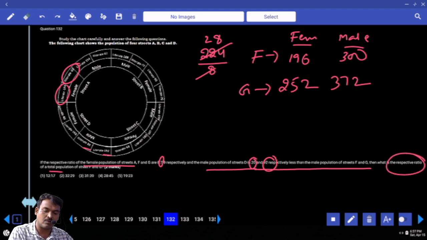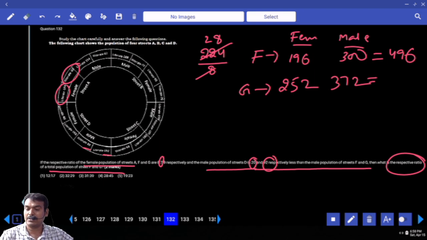Respective ratio between the total population of streets F and G. What is the F total population? 496, and G total population 624. We required ratio or sum? Ratio. 496 and 624. 6 how many times numerator? 8 times. It is cancelled? No. 4 how many times? 12 times. What is the remaining value?